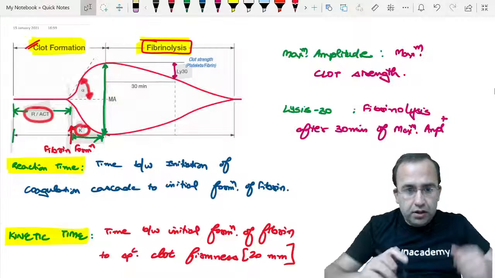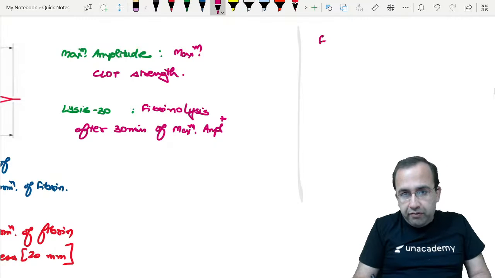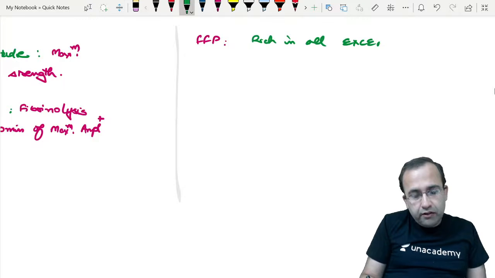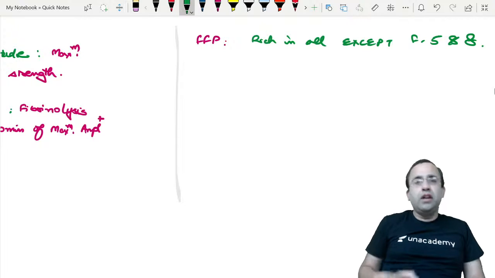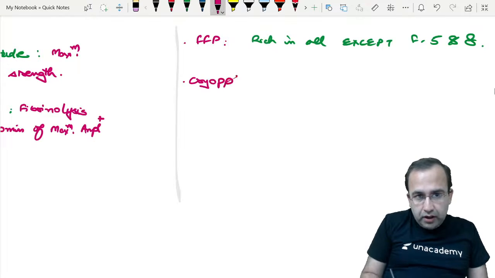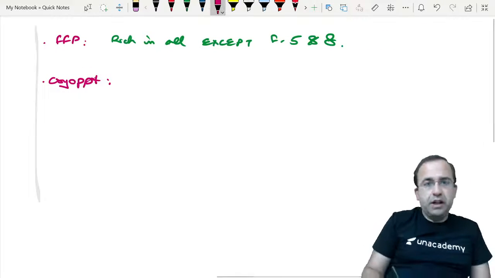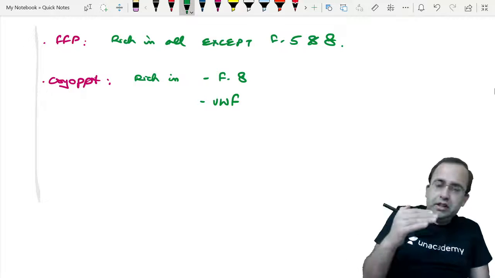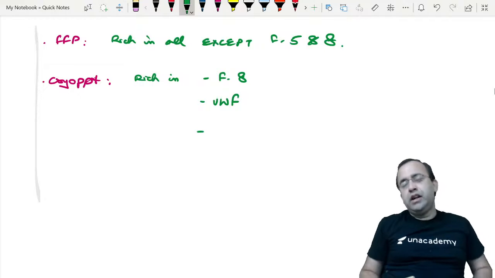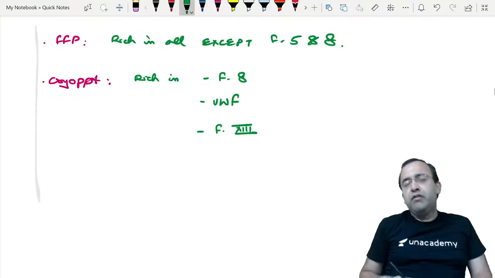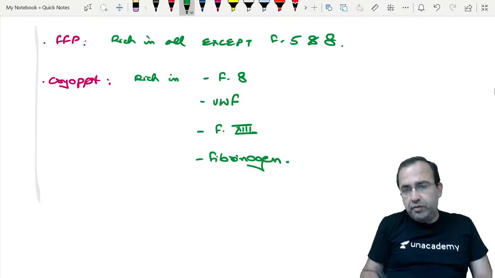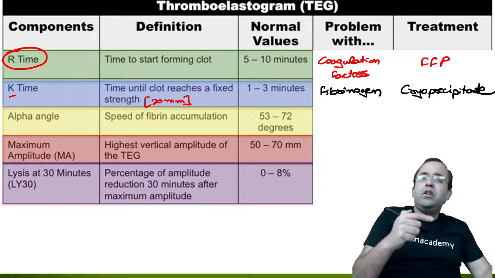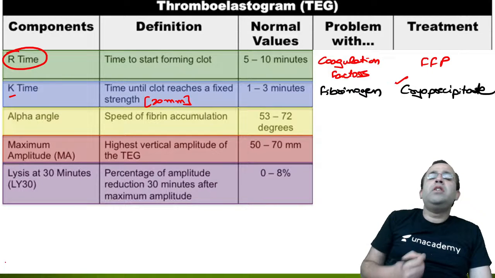Let me write this on the side so that you will be able to recall this better. Dekho. FFP, fresh frozen plasma, was rich in all coagulation factors except factors 5 and 8. All these are the questions which are asked. Next was cryoprecipitate. These are the substances cryoprecipitate is rich in: factor 8, von Willebrand factor, factor 13, and fibrinogen. So if there is fibrinogen deficiency, as denoted by an increased kinetic time, we will prefer cryoprecipitate.